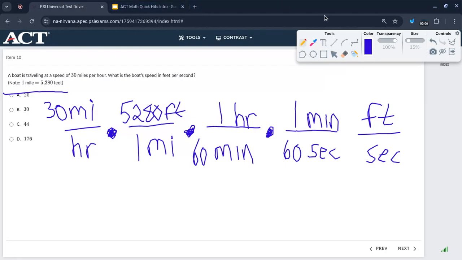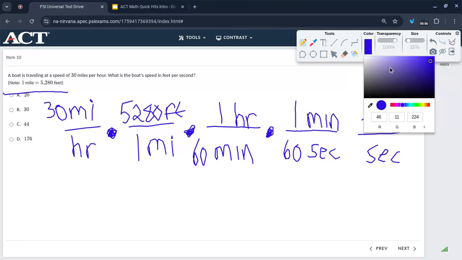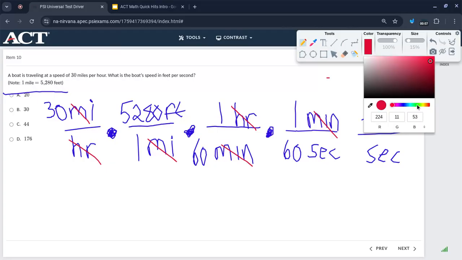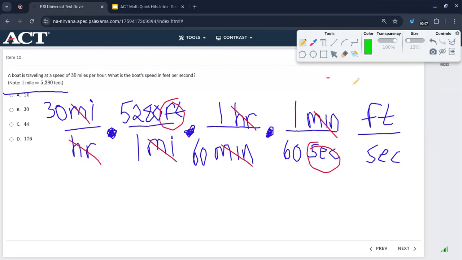So now we have this set up so that all of our units can cancel, and we can get to where we want to be. Our miles cancel with these miles, the hours cancel with the hours, and the minutes cancel with the minutes. So that's how we can cancel all these different units out and end up where we need to be. Notice the only units that we didn't end up canceling were feet and seconds. So that's what we wanted to end up with. There's the feet, there's the seconds.